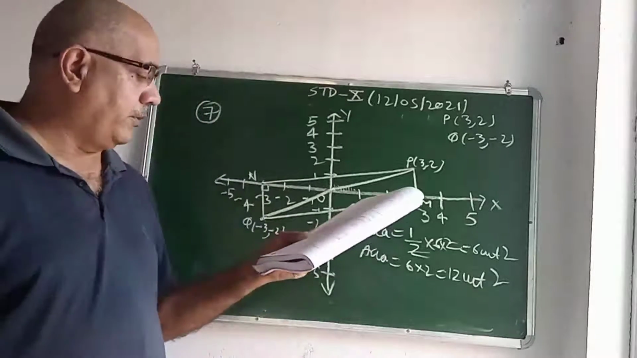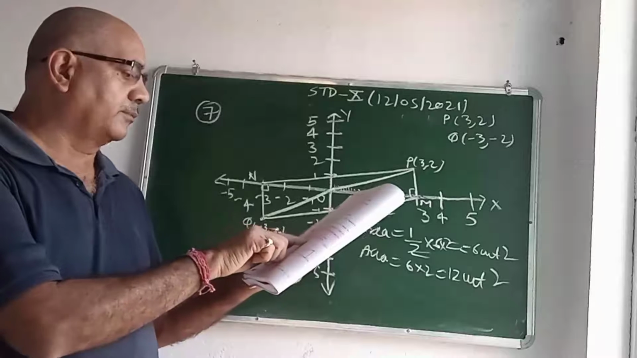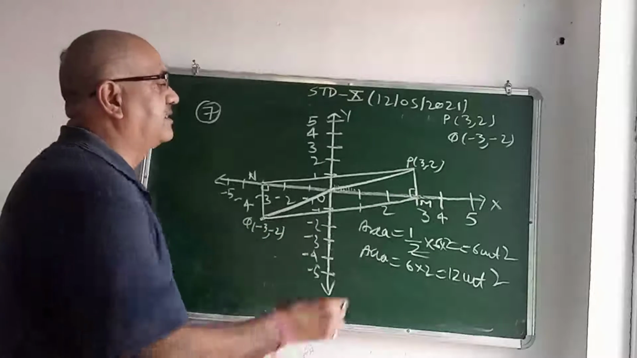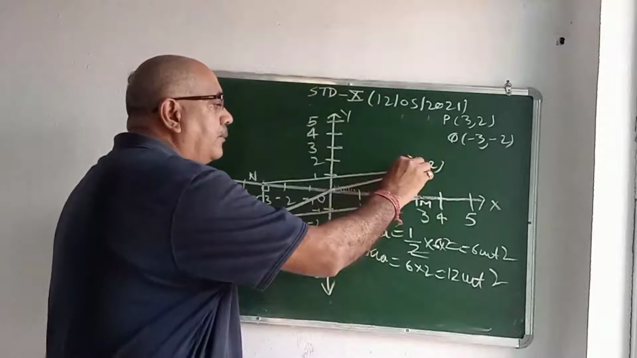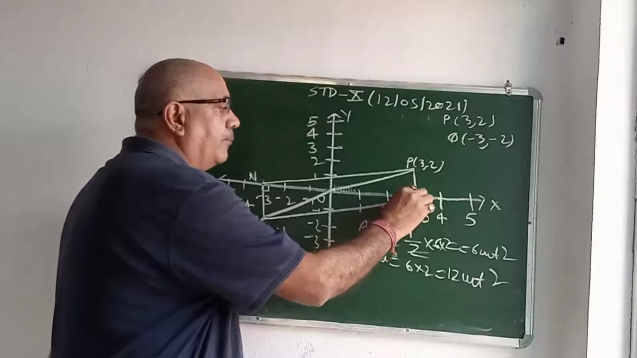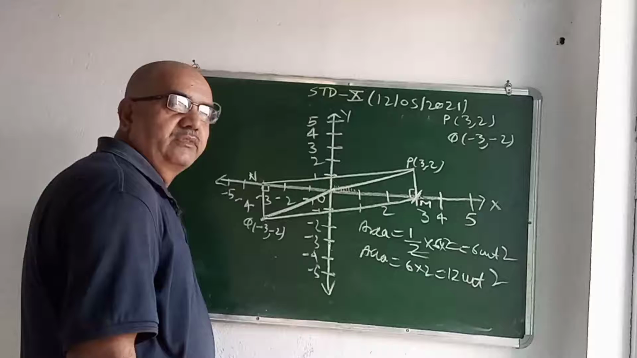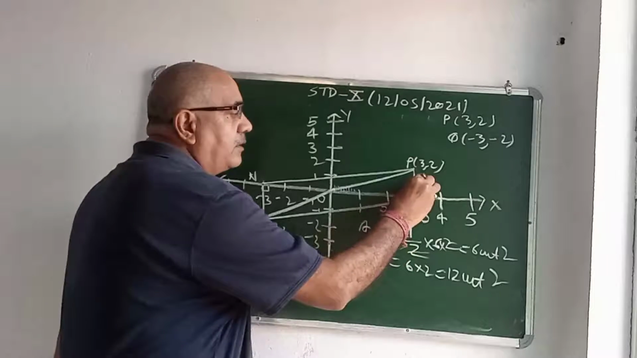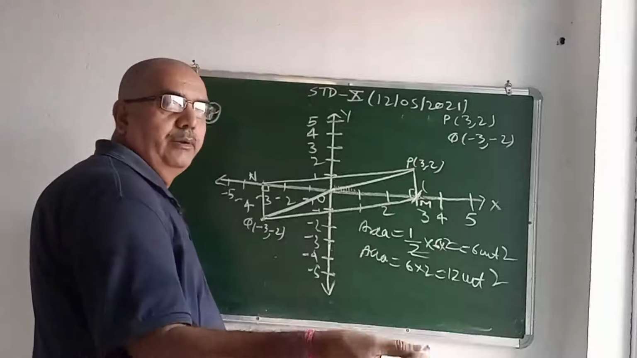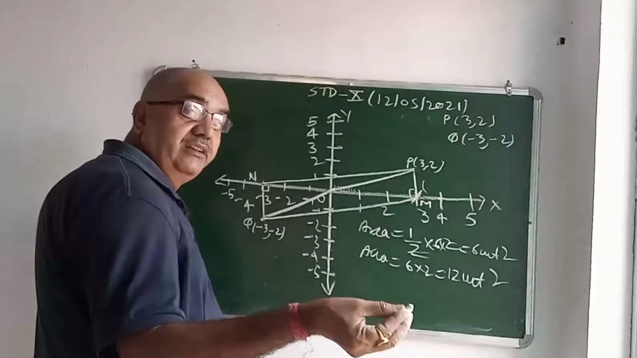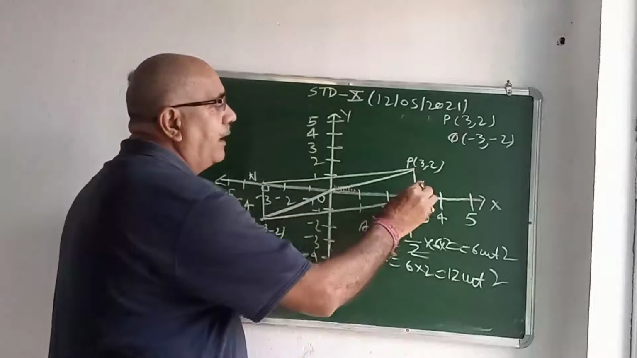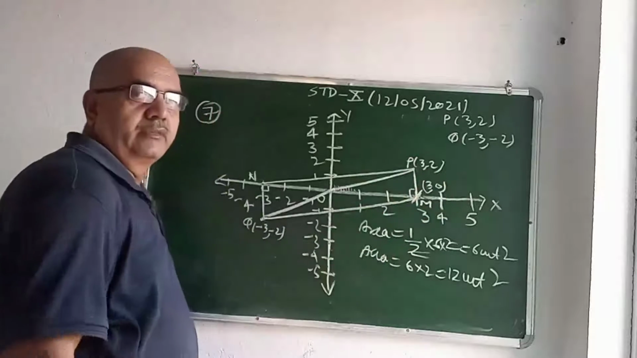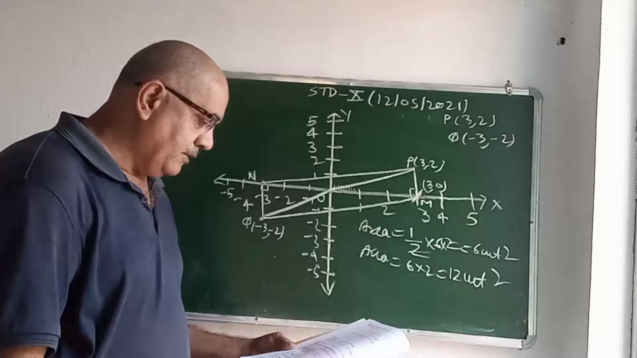Now you have to write the coordinate of the point to which M is mapped on reflection in the x-axis. M is reflected on the x-axis, this is M. So what is the coordinate of M? Since M lies on the x-axis, the x coordinate will remain, but the y coordinate will be 0. Means M is an invariant point. So M is (3, 0).